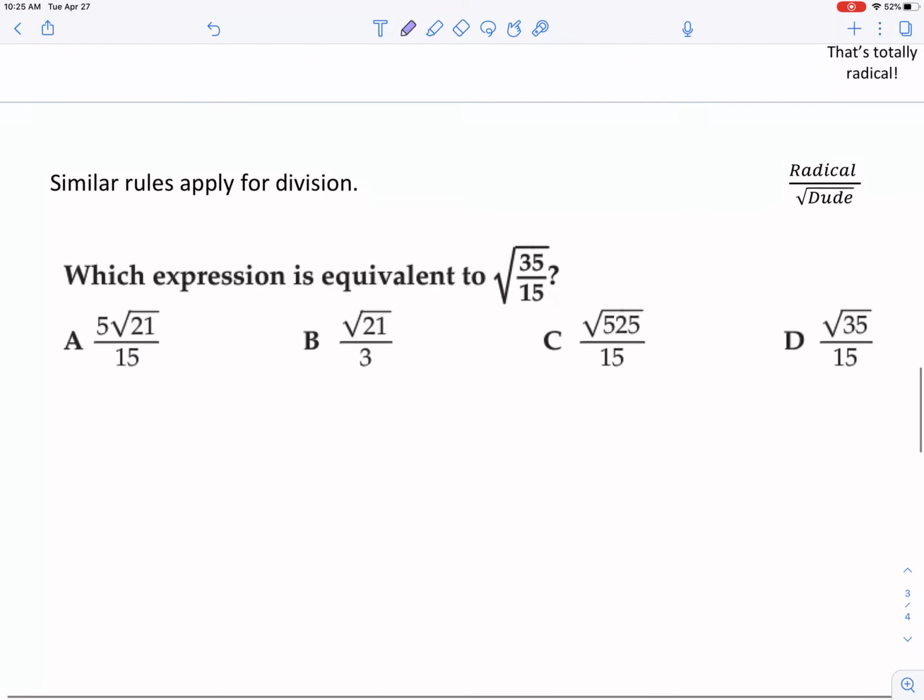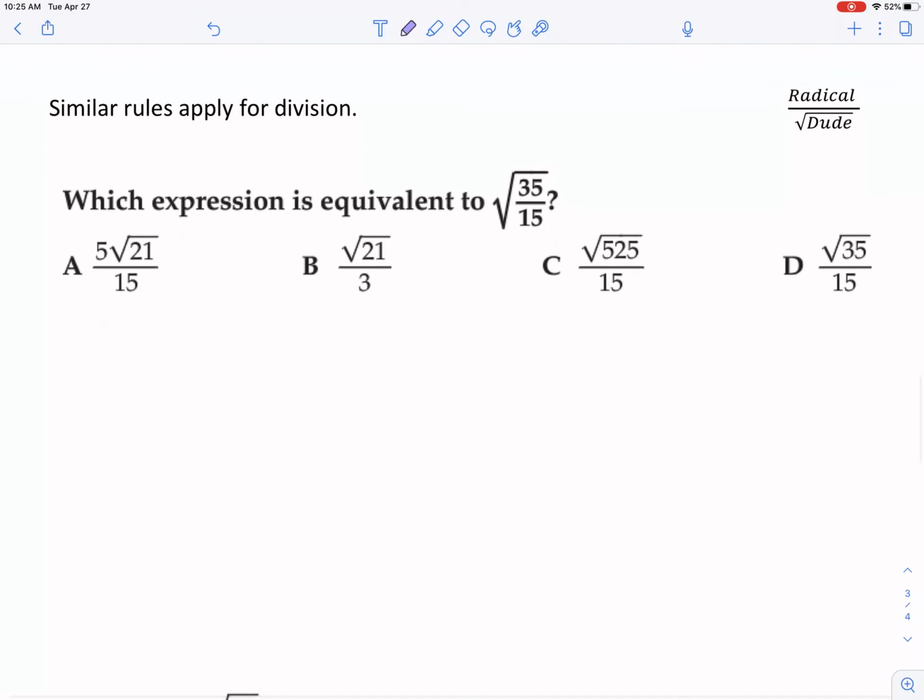Alrighty, let's try some division. So with division, it's kind of the same idea with that multiplication, where you can separate it out into multiple radical signs. You can do the same thing here. So this is multiple choice, so I'm just going to cross those out so they don't confuse me. I can rewrite this as root 35 over root 15.